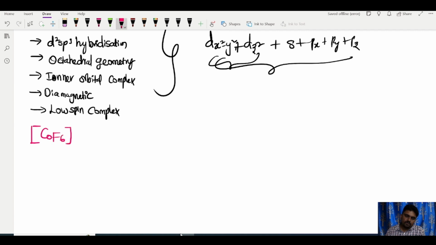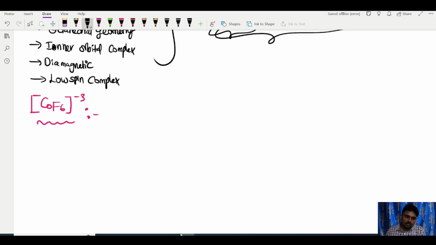Next, another complex we have is hexafluorocobaltate(III). Why are we saying cobaltate? Since the coordination sphere has a negative charge, we have to end the metal name with -ate. Hexafluorocobaltate(III) or hexafluoridocobaltate(III). Here first we have to see the oxidation state. Cobalt plus 6 fluorines, each one is -1 charge, equal to -3. Then you will get cobalt equal to +3.